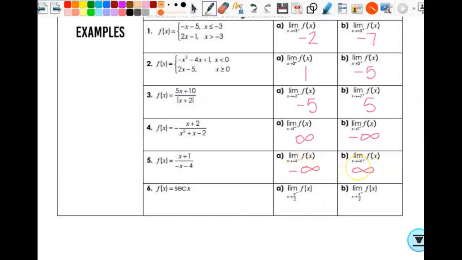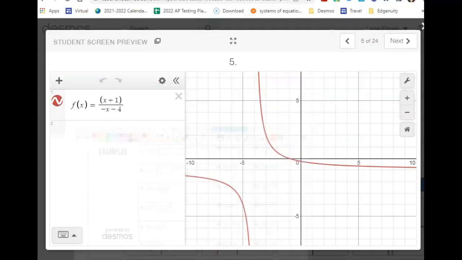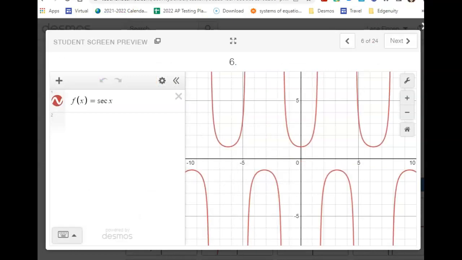Or decreases without bound and increases without bound. That's another way to say that. All right, so let's look at a trig one with secant. I want the limit as x approaches pi halves from the left and the right.